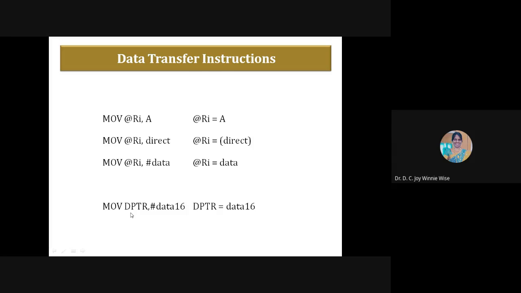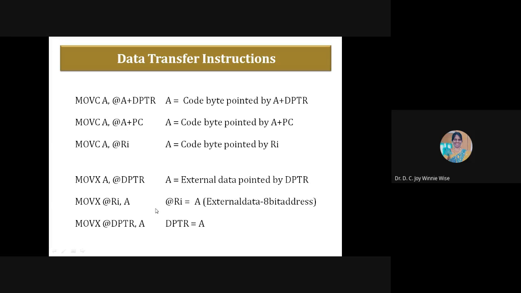And here, a very important instruction is MOV DPTR, comma #data. If you want to refer to the external memory, suppose I want to refer to #5000, it can be written here. DPTR is nothing but the data pointer register, which is used to refer to the external memory. To load the data into DPTR, we use this instruction, MOV DPTR, #4000.